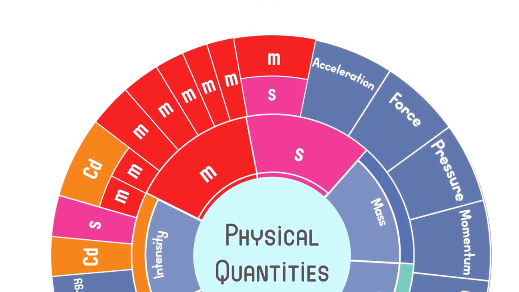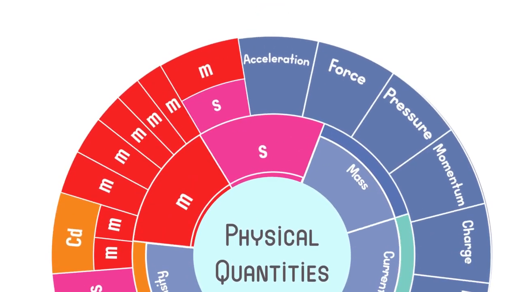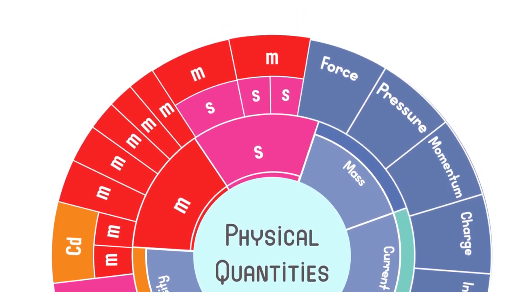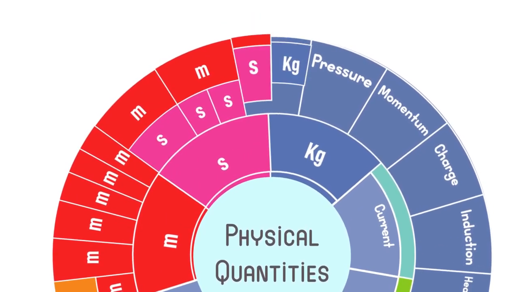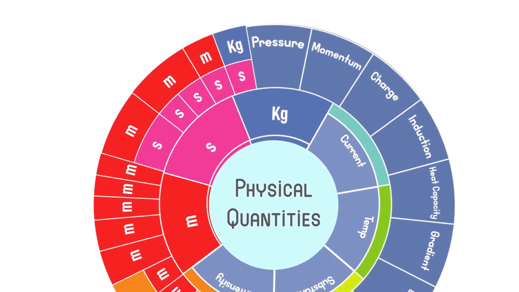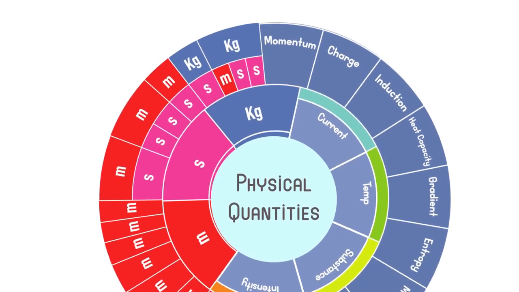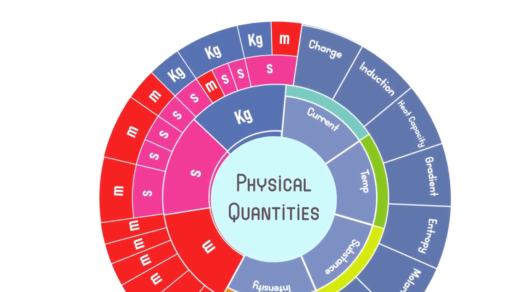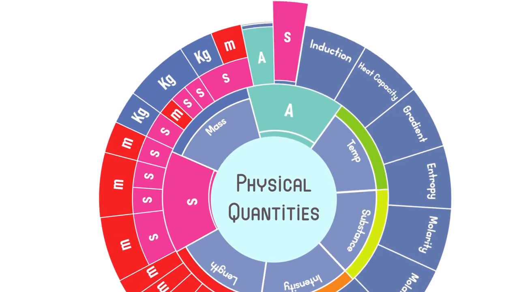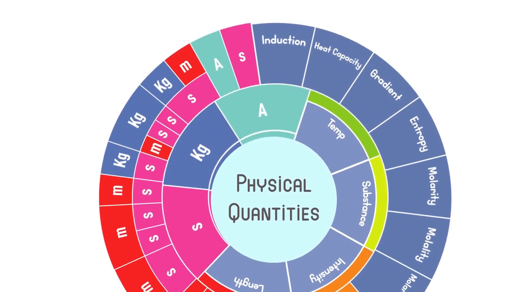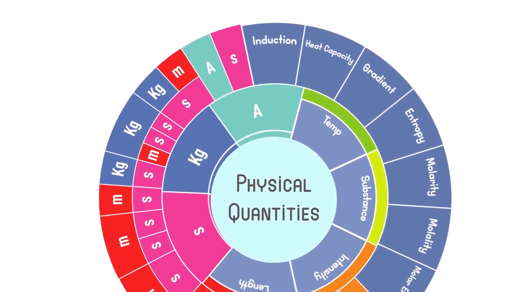Velocity, which is measured in meter per second. Acceleration, measured in meter per second squared. Force, in meter kilogram per second squared, or termed as Newton. Pressure, in Pascal, or kilogram per meter second squared. Momentum, in meter kilogram per second. Charge, in Coulomb or ampere second, and magnetic flux density, in Tesla, or kilogram per second squared ampere.